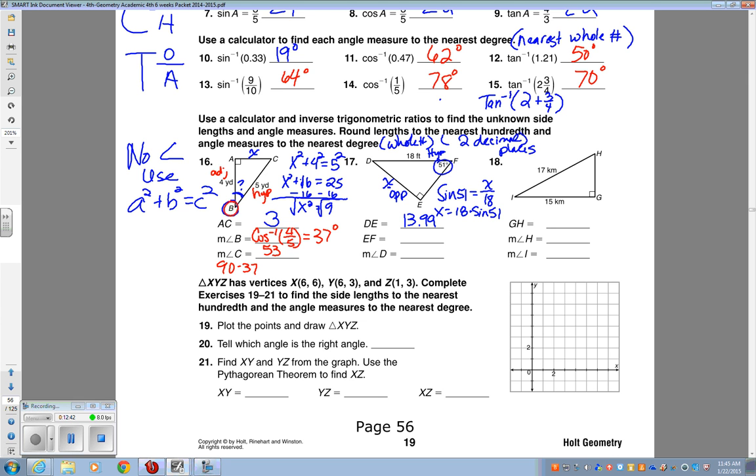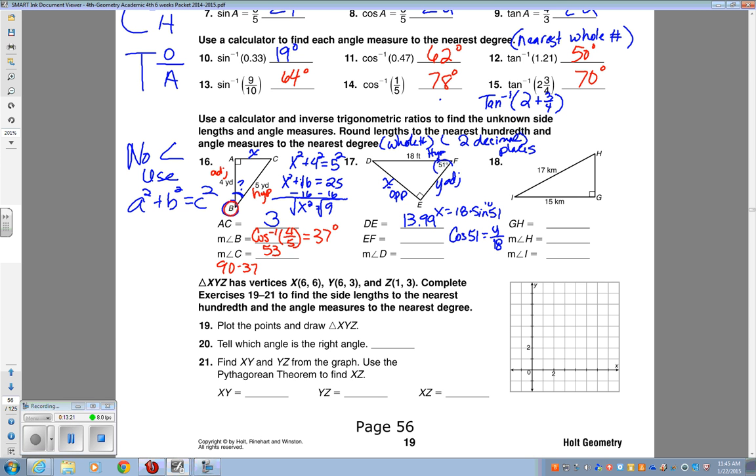Uh-huh. Alright, now we got to find EF. So now I'm trying to find EF, this side. I'm going to erase this a little bit. Yeah, EF is adjacent. Okay, so what trig function deals with adjacent? Yeah, cosine. Adjacent and hypotenuse would be cosine. So I'm going to do the cosine of 51 equals adjacent over hypotenuse, which is 18. So now we're just going to multiply with cosine. You do the same thing. Now you're going to multiply.